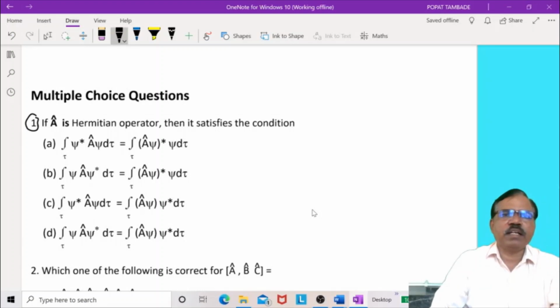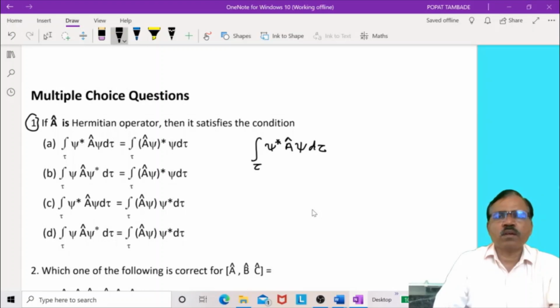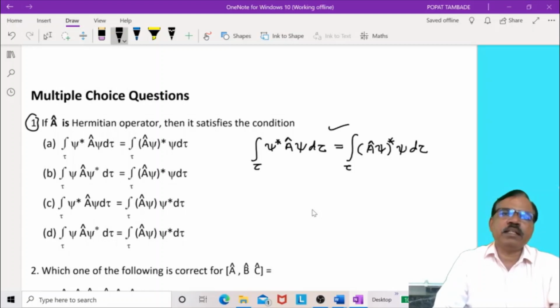If A is a Hermitian operator, then it satisfies this condition: the integral of psi star, the complex conjugate of wave function psi, times operator A psi, integrated over volume, where tau is volume and d tau is the volume element, will be equal to the integral of the bracket operator A psi, then bracket star, that is the complex conjugate of A psi, times psi d tau. So this condition is satisfied by the Hermitian operator.